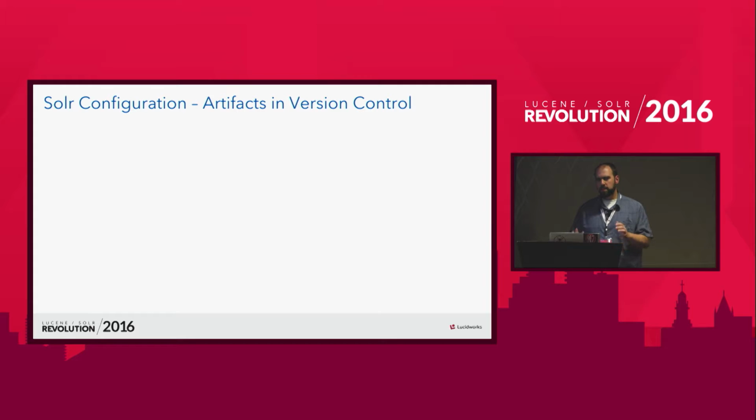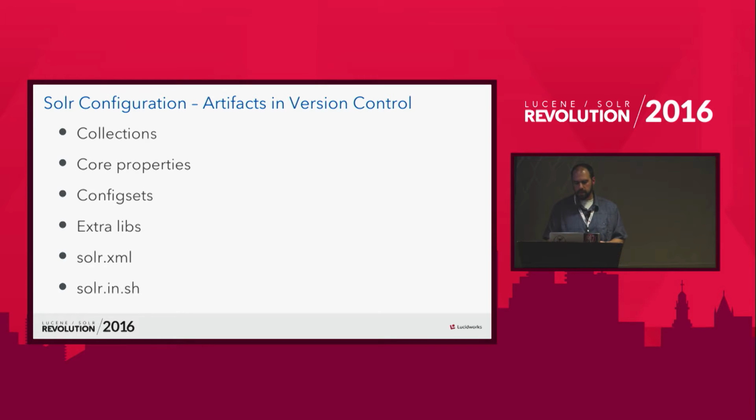So now let's talk about, we've got Solr on our target servers. Let's talk about the configuration and what types of artifacts you might want to put in version control. This is the list that I came up with, but you're welcome to put anything else that you might need to change or configure between environments, but any collections that you have, any core properties that you want to set. And I'm going to talk about how to handle different environments in just a second.